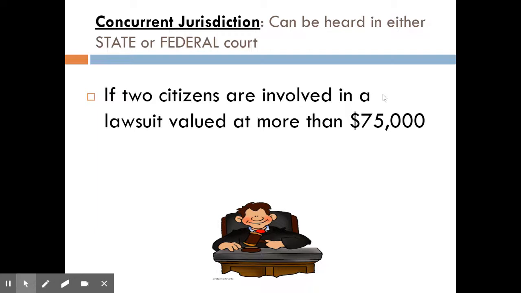And then concurrence means it could be heard in either a state or federal court. If two citizens are involved in a lawsuit that's valued at more than $75,000, you essentially could have the case heard in a state or federal court. So these are the different types of cases that are heard in the respective courts. And probably a lot more cases are heard in the state courts every day than in federal courts throughout the country.